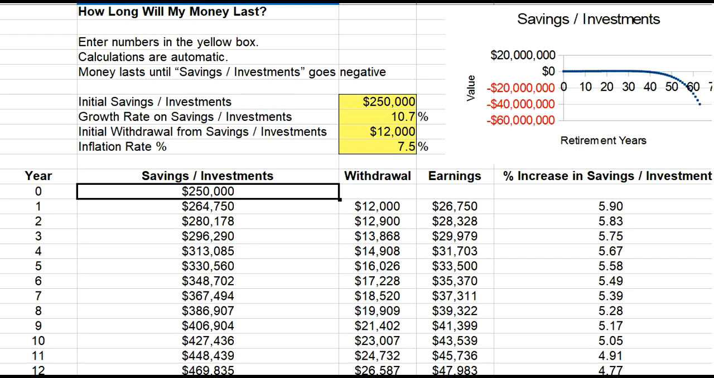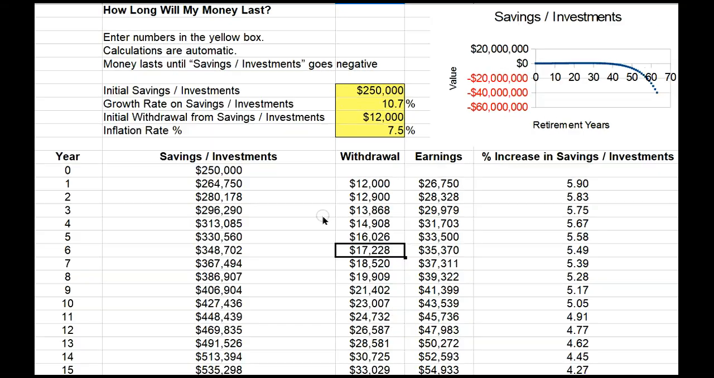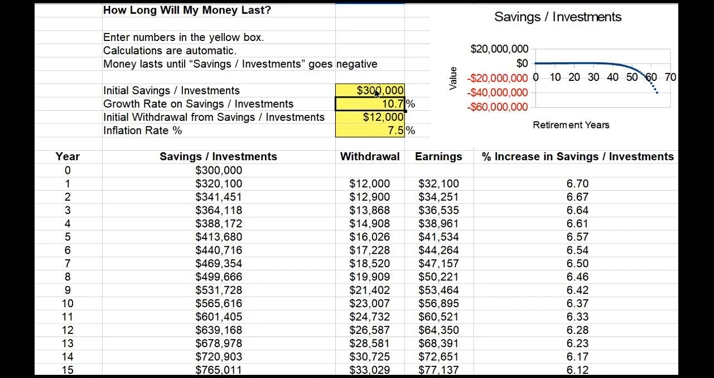The next year, when the value is negative, you have spent all your money. If you think you will live on in retirement longer than when your savings and investments turns negative, you will need to make some changes to the input values. Let us see what happens when I save more. I will increase the initial savings and investments from $250,000 to $300,000.